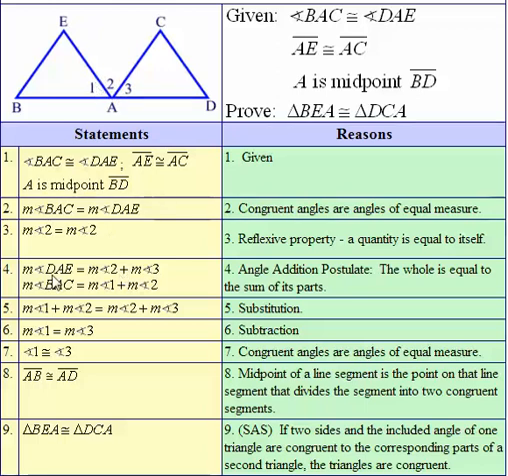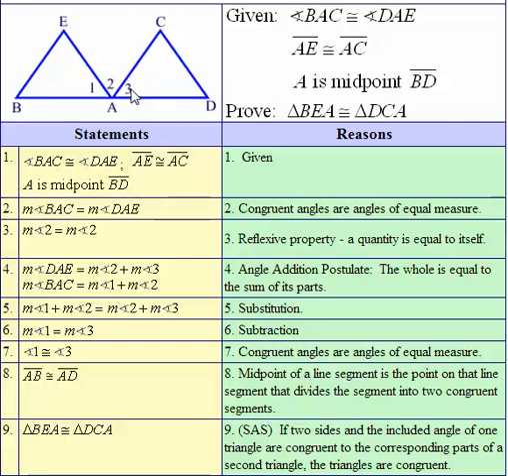The fourth statement, measure of angle DAE equals measure of angle 2 plus measure of angle 3, and the measure of angle BAC equals the measure of angle 1 plus measure of angle 2. That is the angle addition postulate, which states that the whole is equal to the sum of its parts. So this whole is equal to the sum of that part and this part.